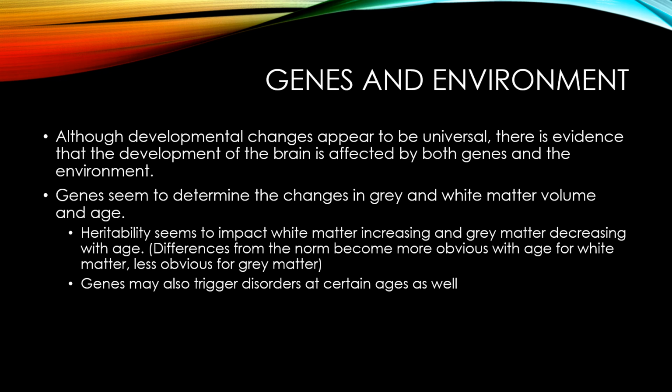As far as genes and environment go, although developmental changes appear to be universal, there's a lot of evidence that the development of the brain is affected by both genes and the environment. We talked about this in the biological unit when we talked about genes and behavior. Genes seem to determine the changes in gray and white matter volume and age. But heritability seems to impact white matter increasing and gray matter decreasing with age. These become differences from the norm, and they become more obvious with age for white matter and less obvious for gray matter. They may also trigger disorders at certain ages as well.